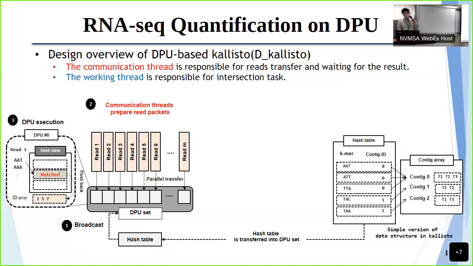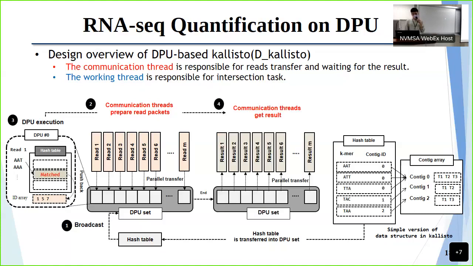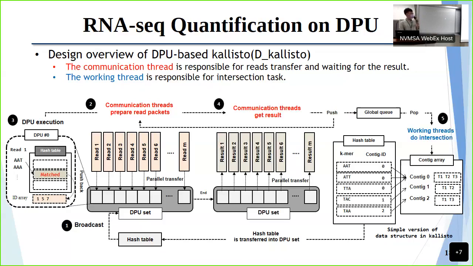The third step is the DPU execution. Reads will be cut into k-mers and matched by the hash function. After the execution, each DPU will hold its local result in its NVRAM. The fourth step is the communication thread gets the result from the DPU and pushes the contig ID into the host. And immediately, the communication thread will go back to the second step and send the next packet to the DPU. At the same time, a working thread will get the contig ID from the global queue and then do the intersection.